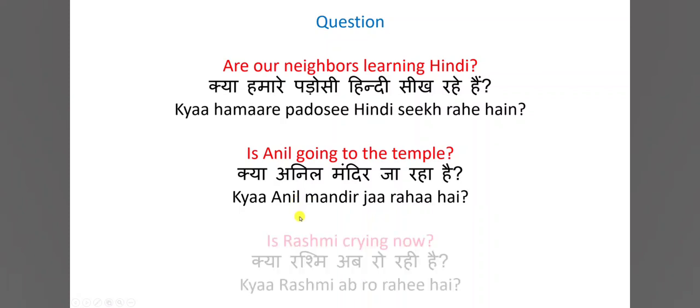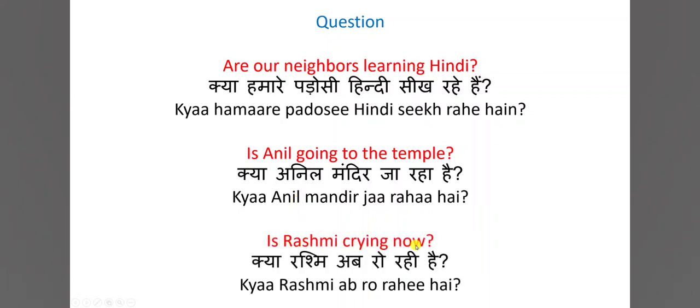Okay? Is Rashmi crying now? क्या रश्मि अब रो रही है? रश्मि is रश्मि, अब is now, रो is cry, रही is ing, है is. Okay?